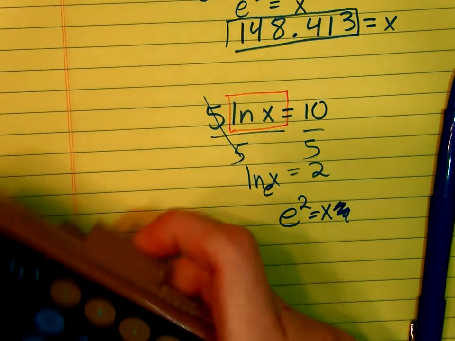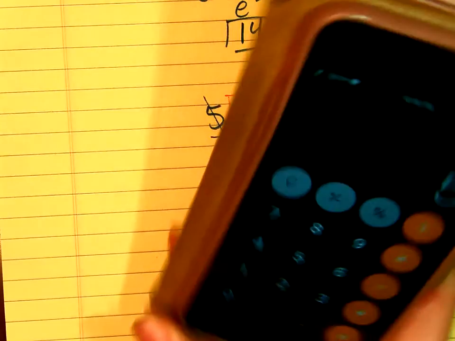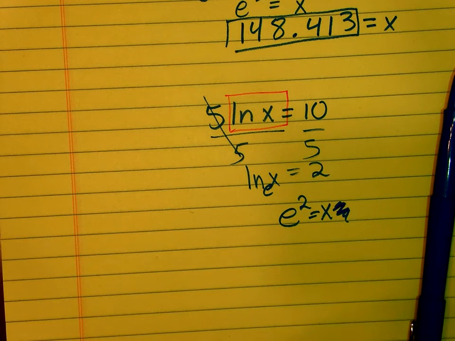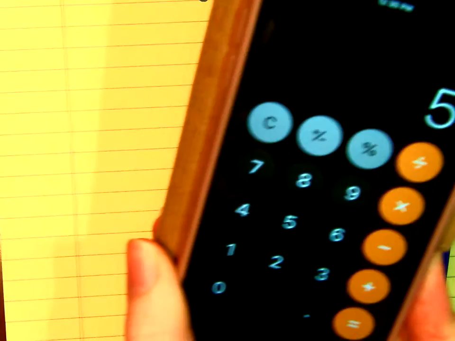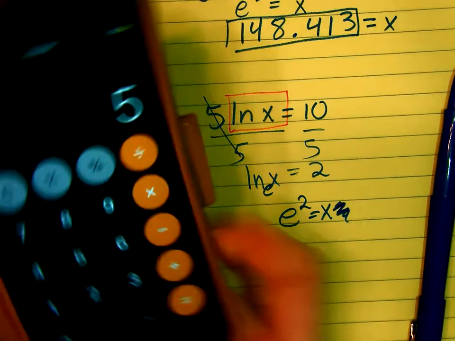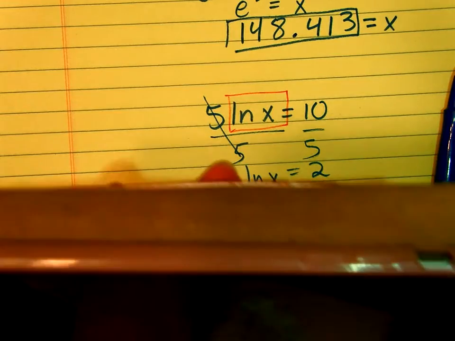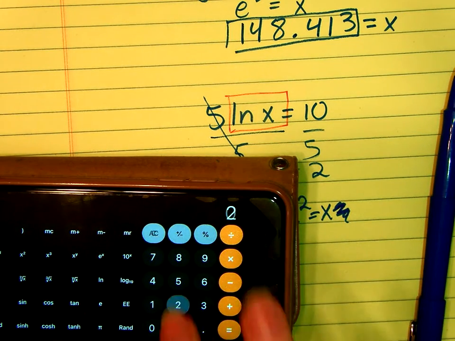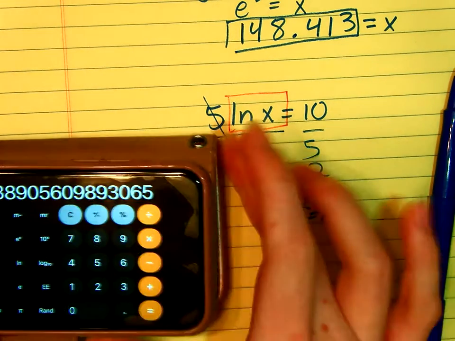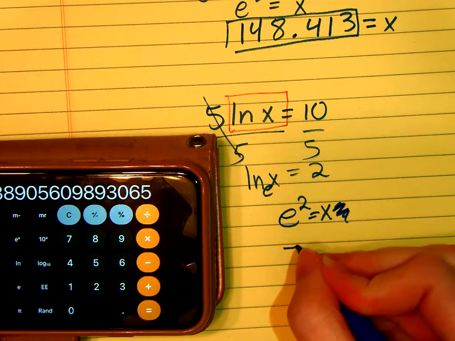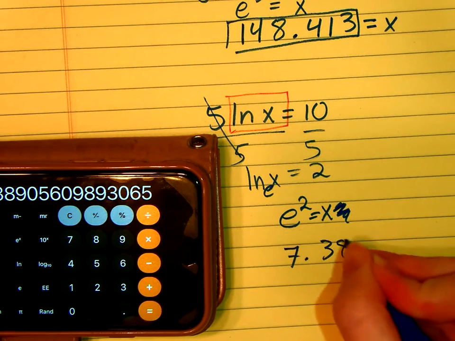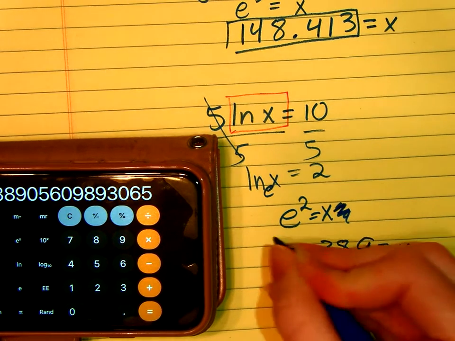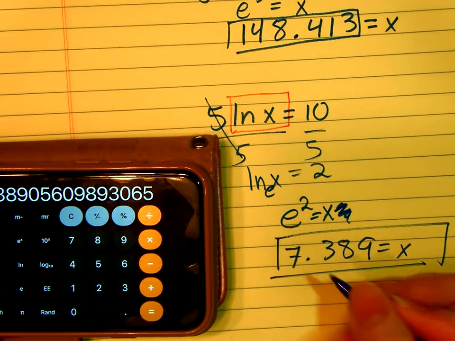And now from here, again, I can go ahead and whip out my calculator that hopefully I probably want to do on a lock screen or something. Cooperate with me. There we go. So then I do clear that, press 2, e to the 2nd, I get 7.389 equals x. And that's my final answer.